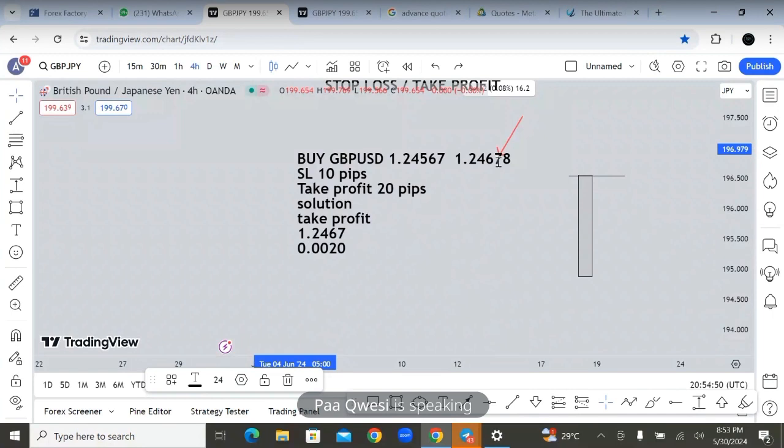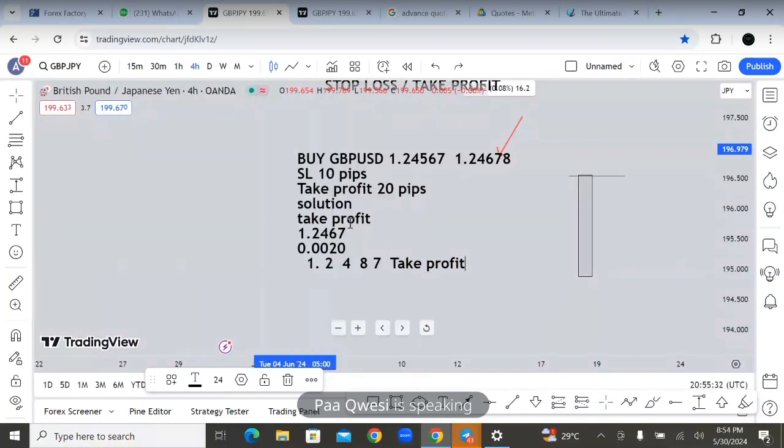If you are calculating, you start from your right. So 7 plus 0 will be 7. 6 plus 2 will be 8, right? 4 plus 0 will be 4. 2 plus 0 will be 2. 1 plus 0 will be 1. So this will be our take profit price. This price is our TP. 1.2487 will be our take profit.